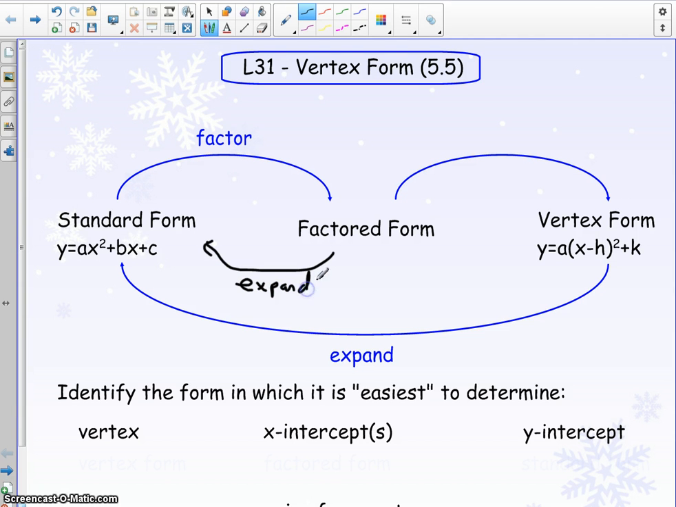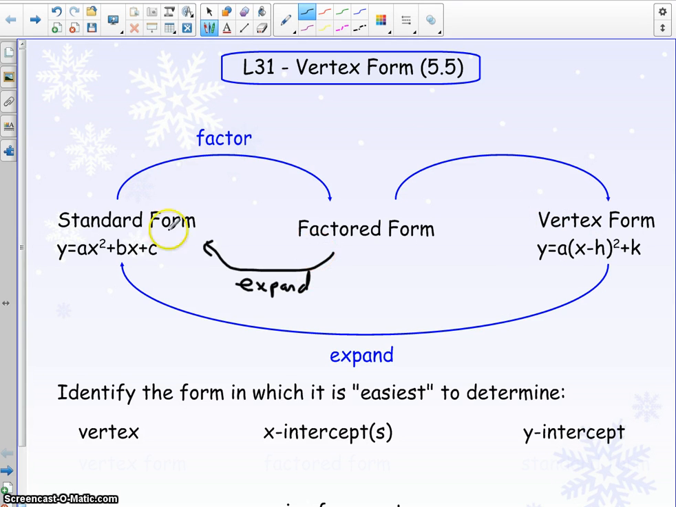Now, working with vertex form is a little bit different. We haven't actually done much of going from different forms to vertex form yet, so we're going to look at the different ways we can do that today. We're also going to look at going from vertex form into some of these other forms as well.